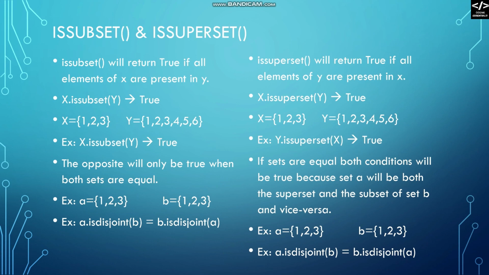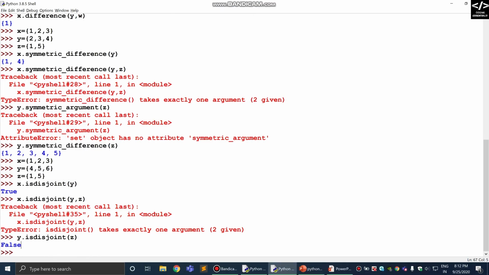The opposite will be true only when both sets are equal, because let's take an example of a and b. Both have three values 1, 2 and 3. So a is a subset of b and a is a superset of b, and vice versa. Let me show you inside the shell.